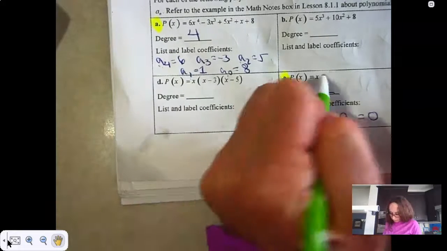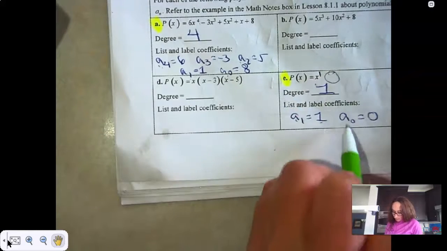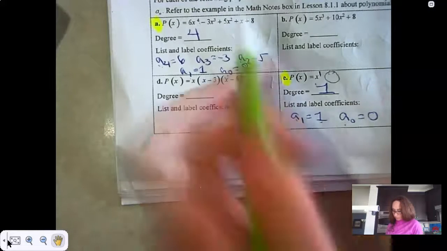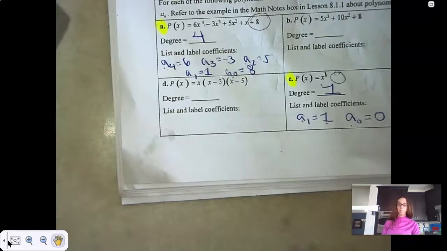It's degree 1 because it's imaginary to the 1st power, a to the 1st. But there's no number at the end. That's why a sub 0 is 0. See how here there was a number at the end? That was my a sub 0. That means there is no degree. This is degree 1. Okay?